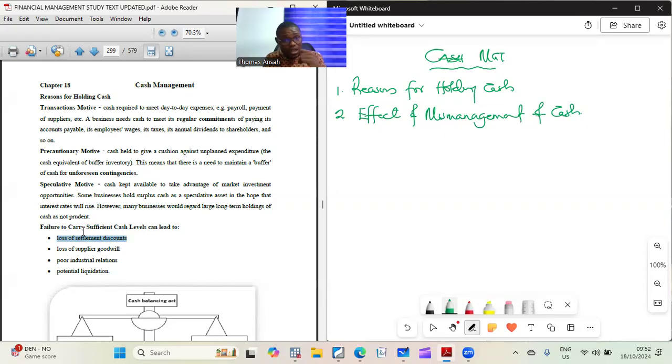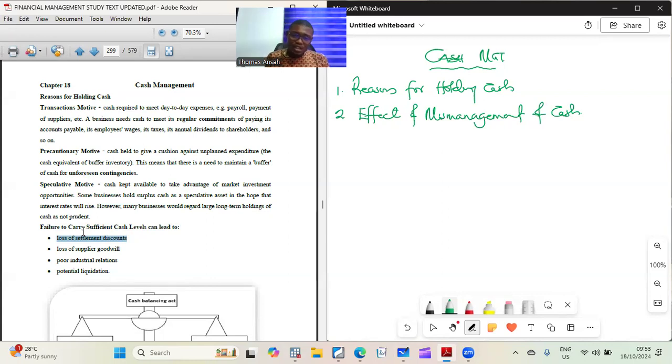In my personal experience, like I always tell you, if you go to Kumasi and you are buying stuff, all you need to do is to make sure the cash is available. You can actually buy the thing on your own terms, not at the terms of the supplier, because you have the cash. You may lose suppliers' goodwill. You may have poor industrial relations, potential liquidation. If you don't have cash, the ladies will even run away from you. So these are some of the things that you should know to make sure that you are managing your cash very well.